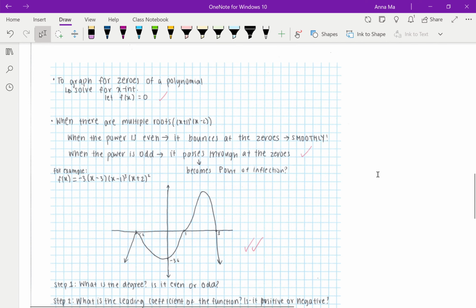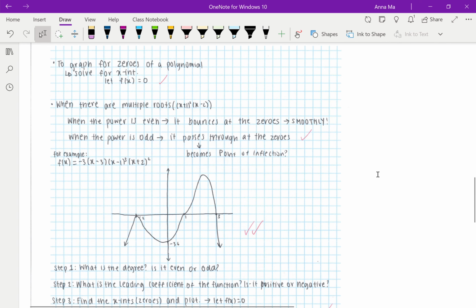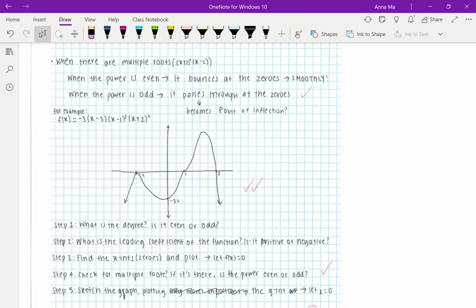Now, to graph the zeros of the polynomial, as she's identified before, you're basically solving for the x-intercept. So you let the function equal to 0, and you graph them as the x-intercepts. Now multiple roots, she's actually identified it again here and she got them all correct.